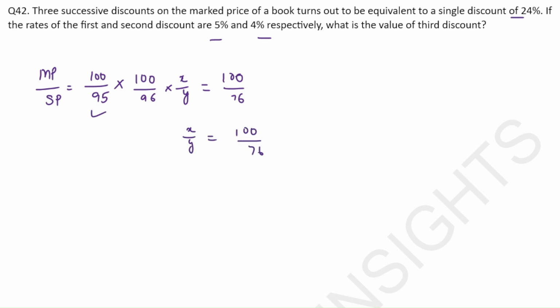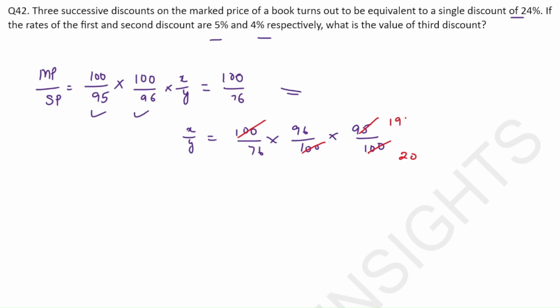So that means 100 by 76. You shift these two values to this side, okay? So when you transpose, it will become upside down, right? So 96 by 100 into 95 by 100. So let's cancel the terms. 100 can be cancelled. So this will be 5 2s are 10, 5 19s are 95.